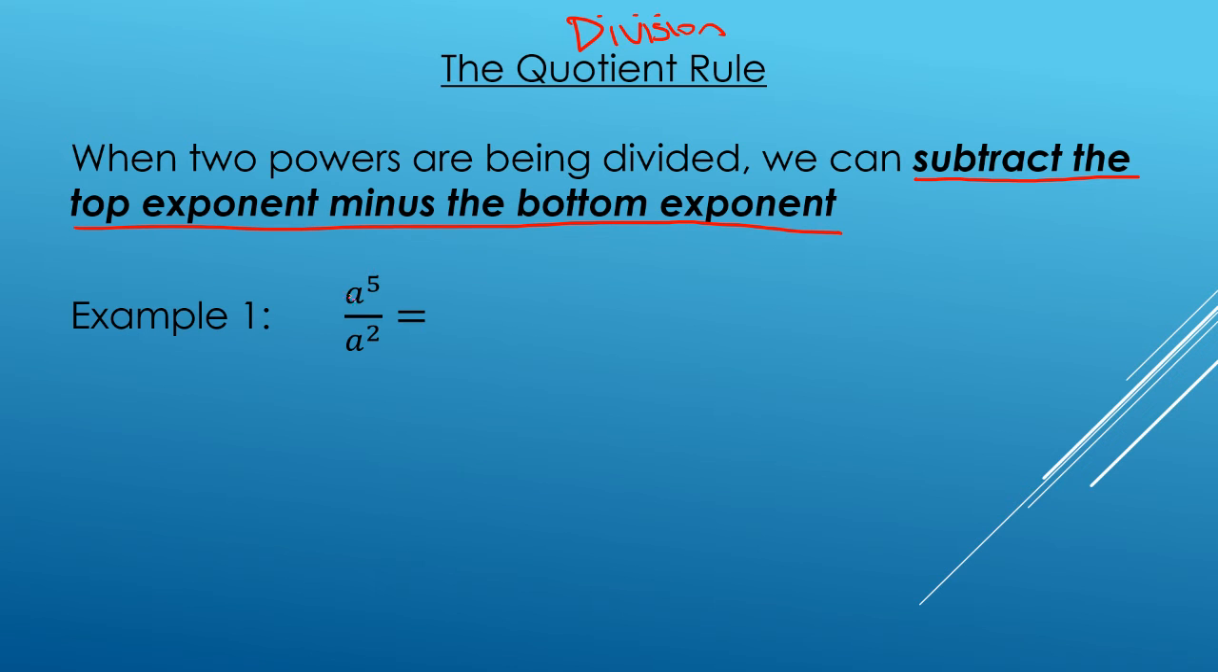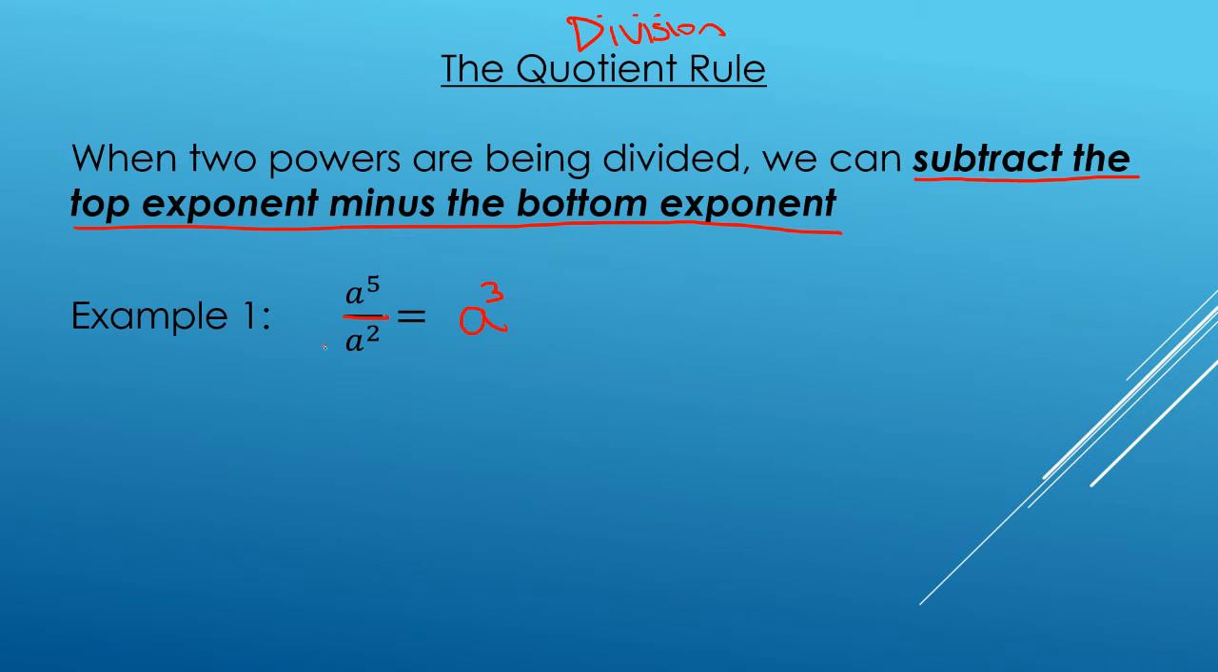So example 1 here, a to the 5th divided by a to the 2nd. Remember, a fraction is a division problem. So we could think of this as a fraction, but at the same time, it's also the top being divided by the bottom. So the rule says we can subtract the top exponent minus the bottom exponent. So that means this is equal to a to the 3rd power. 5 minus 2 gives us 3.